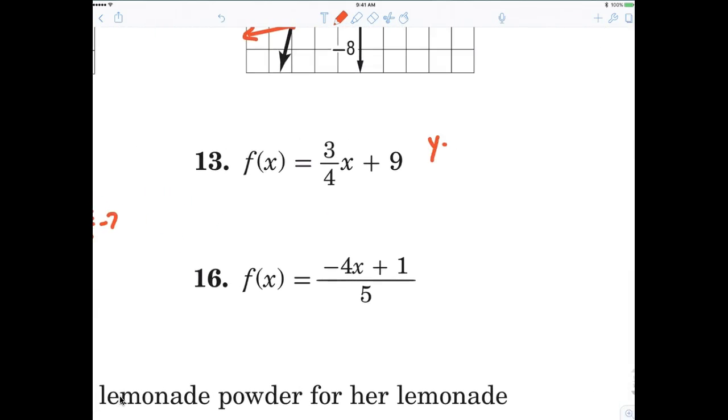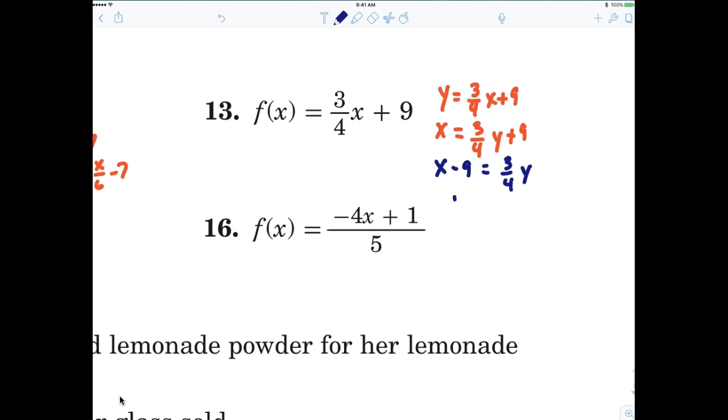So again, we're going to write y equals 3/4 x plus 9. x equals 3/4 y plus 9. Again, we just switch the x and y. Now we just solve. x minus 9 equals 3/4 y. And now multiply by the reciprocal. So y is equal to 4/3 times x minus 9.